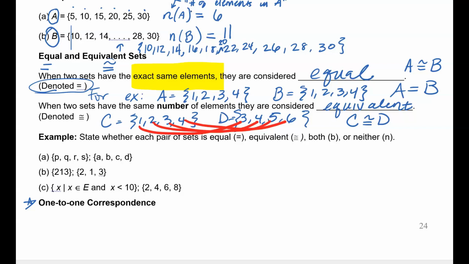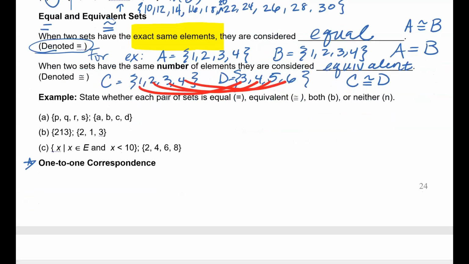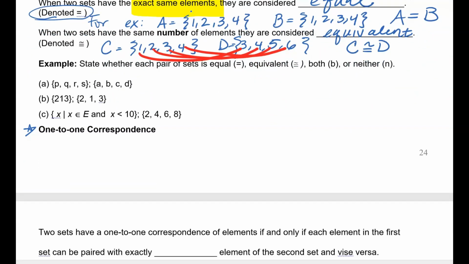So let's look at this example. This would be a great place to pause the video and try this on your own. State whether each pair of sets is equal, equivalent, both, or neither. So for A, they both have 4 elements, so I'm going to say they are equivalent. They are not the same elements though, so they're not equal.